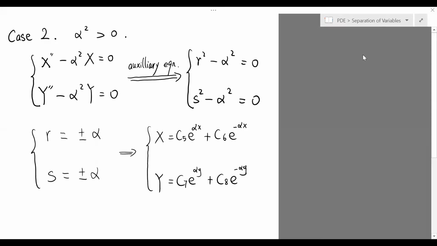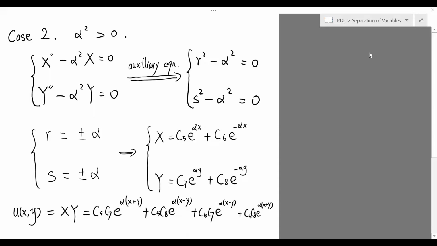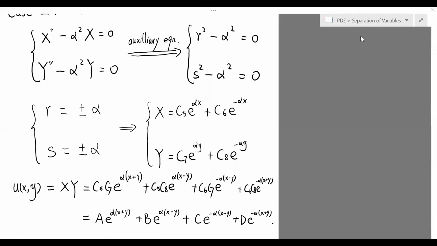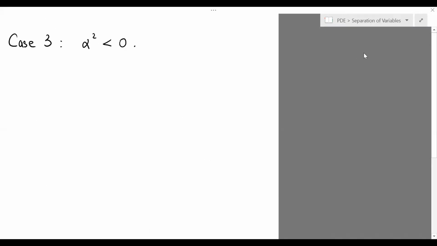And capital X and Y are equal to these sums of exponential functions with arbitrary coefficients. Thus, the final solution is the following sum of exponential functions. And you can also combine the arbitrary constants to get a slightly more concise expression. The third case is alpha squared less than 0.